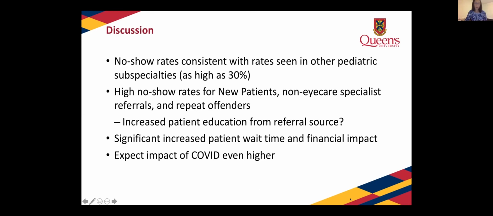So our study did show that no-show rates are fairly consistent with higher rates that are seen in other pediatric specialties. And within our data set, there's a no-show rate for new patients, non-eye care specialist referrals, and repeat no-show offenders. So perhaps increasing the education to the patient caregivers and referral sources about the importance of attending appointments will decrease the no-show rates. As evidenced by our calculation, there's a significant impact on patient wait time and financial flow through, and with the current COVID environment, it would follow that the impact may be even higher.